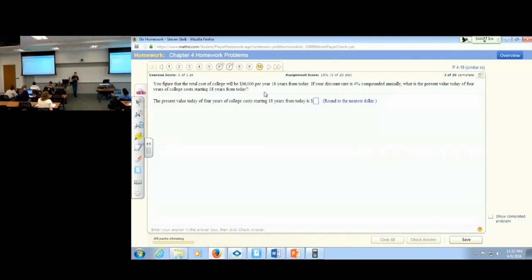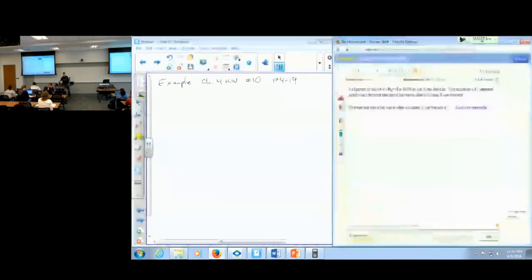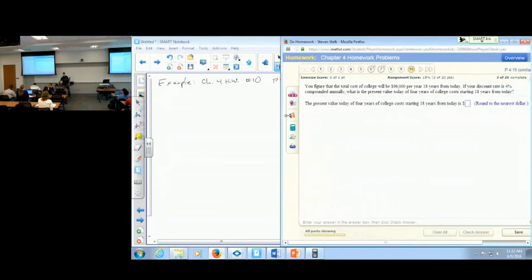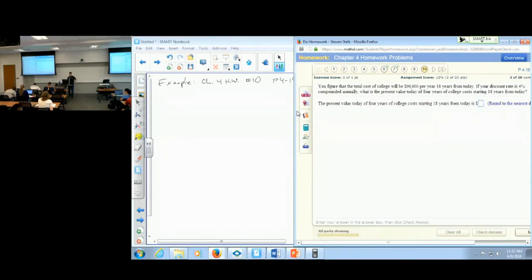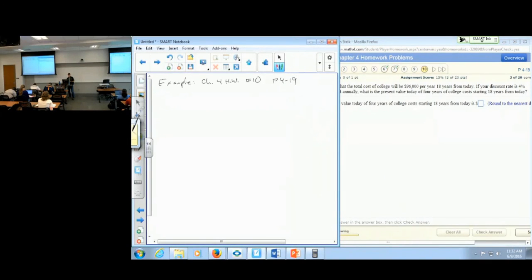Okay, so you figure the total cost of going to college will be $96,000 per year, 18 years from today. If your discount rate is 4% compounded annually, what is the present value today of 4 years of college costs starting 18 years from today? Whoa. All right. There's a lot going on now. All right, let's map out our timeline because there's some timing funkiness happening.